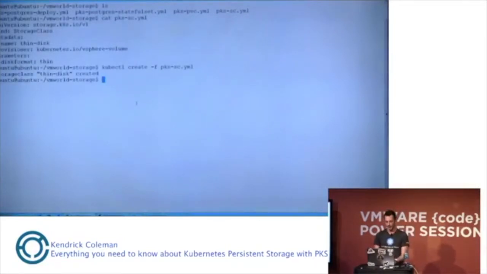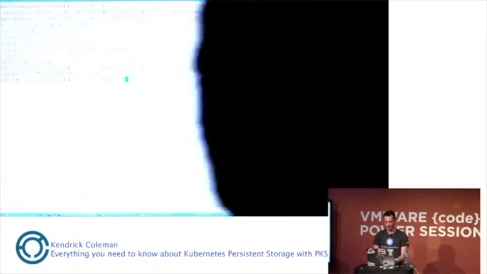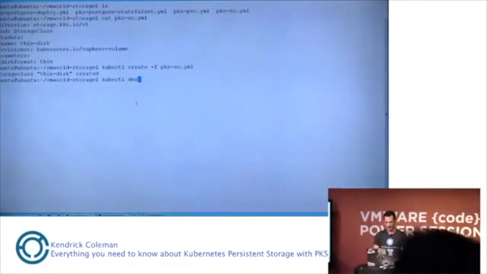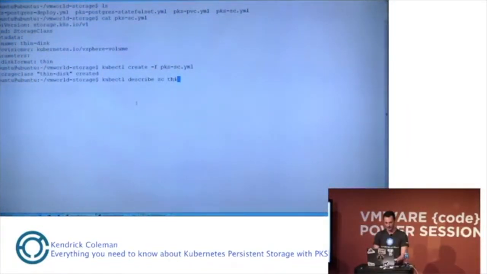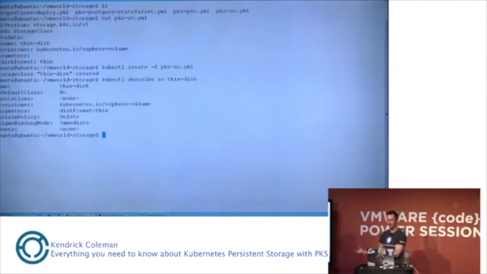All right, so now we have that, and we can make sure that it's there as well. We can say describe our storage class thin disk. So we can see, there we go, it's using the provisioner. That's exactly what we want to be able to use.